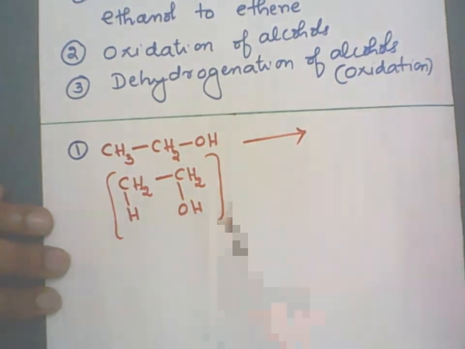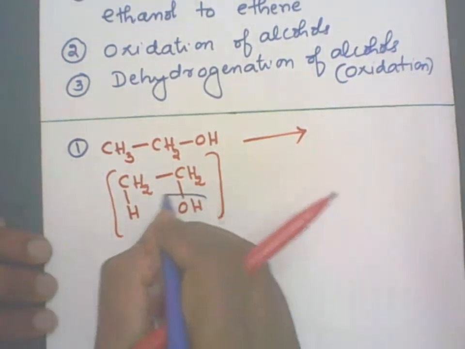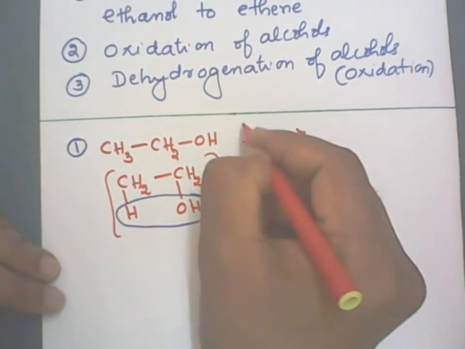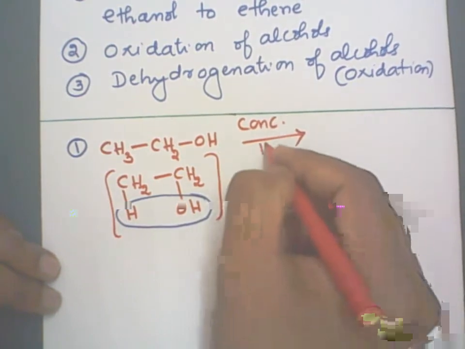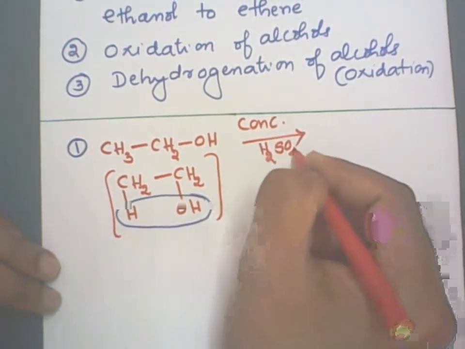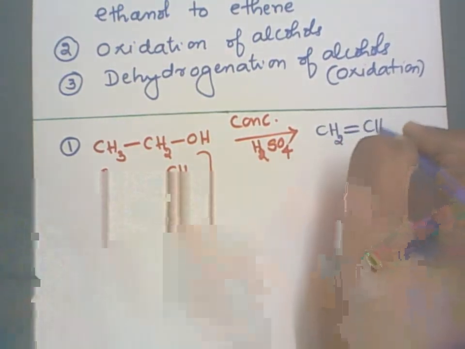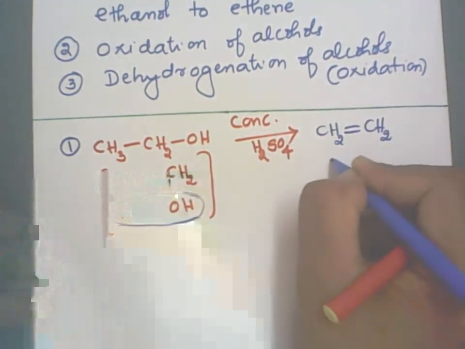Okay. What do you mean by dehydration? Dehydration means removal of a water molecule. So remove H and OH from the neighboring carbon atoms. So we require a dehydrating agent. Concentrated sulfuric acid is a very good dehydrating agent for alcohols to give the alkene as the product. So CH2=CH2, alkene. Ethyl alcohol gives ethene, alkene in general, plus water molecule H2O.